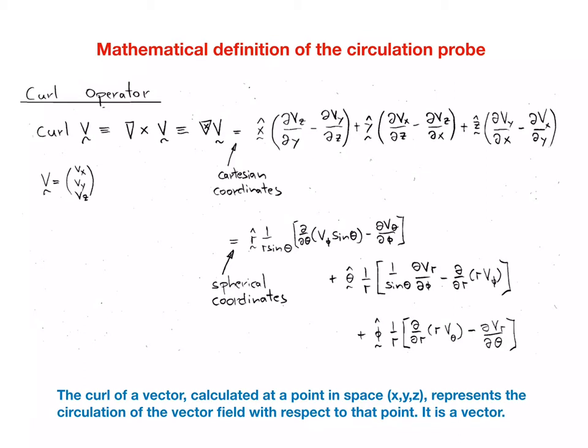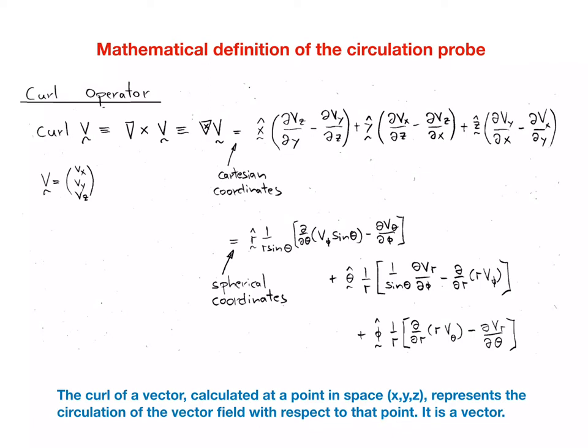Notice that in the form for spherical coordinates, there are factors different from unity in front of some of the partial differentiations, and also inside their argument. For example, in the case of the r coordinate of the curl operator, there is a factor of 1 over r sine theta in front of both partial differentiations, and in the argument of the theta differentiation, there is a sine theta.